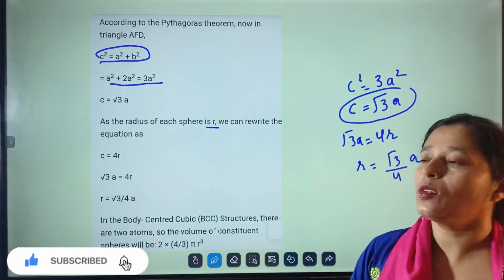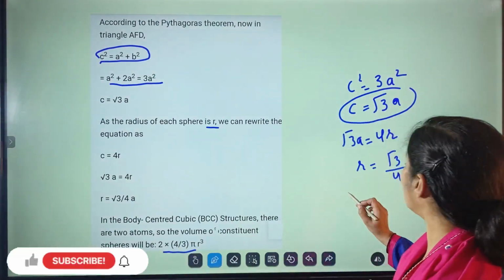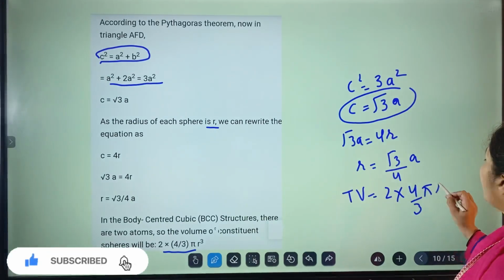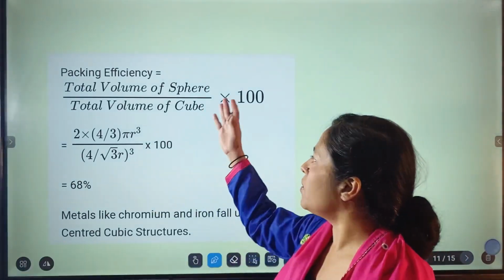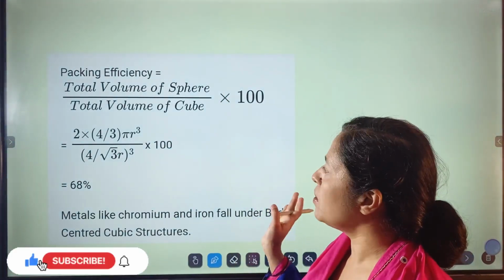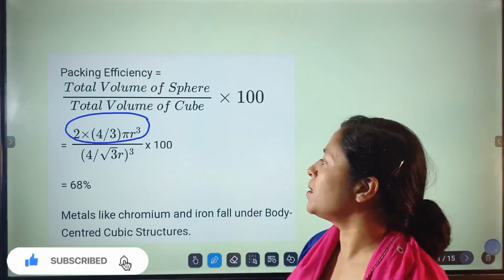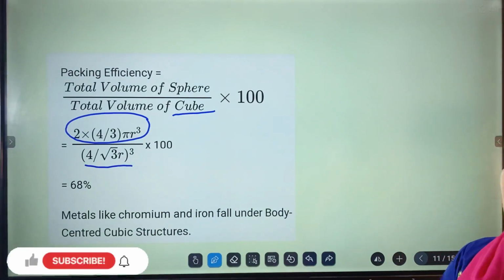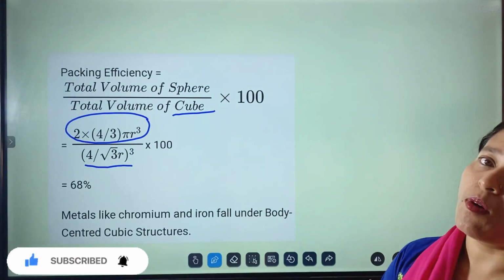Now in a BCC crystal, you know that there are 2 atoms per unit cell. So the total volume of spheres will be 2 into 4 upon 3 pi r cube. The next one is the packing efficiency: the total volume of the spheres upon the total volume of the cube, into 100. Since it has 2 spheres, the total volume of the spheres will be 2 into 4 upon 3 pi r cube. The total volume of the cube is the edge cubed, and the packing efficiency comes out to be 68%. Metals like chromium and iron fall under BCC.